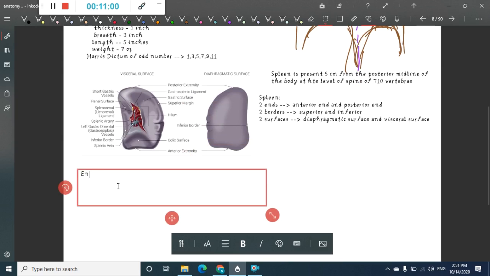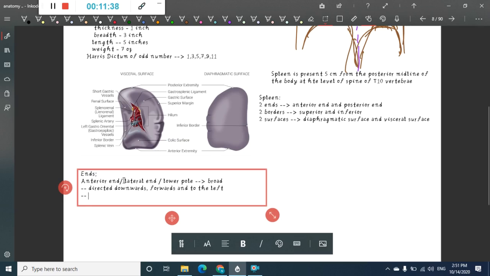First we will see the ends, not the borders. This is the posterior end and this is the anterior end, right? First, what do you see in the anterior end? There are many names given to it. It can be called the lateral end or the lower pole. It is broad and directed downwards, forwards and to the left.